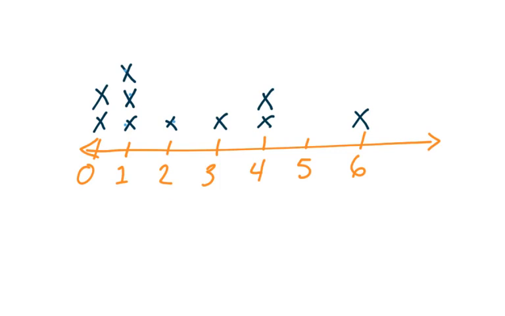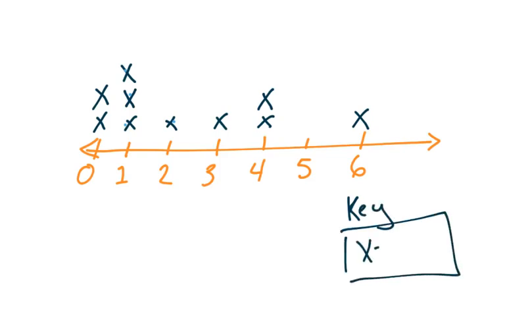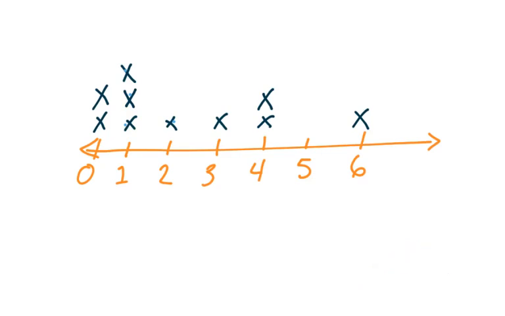Sometimes you want to watch out if you see a key at the bottom. Sometimes they'll say something like 1x equals 2 people. So if you see a key, you always want to make sure to read it because that can change the context of your problem. But for this one, we're just going to say 1x means 1 person.